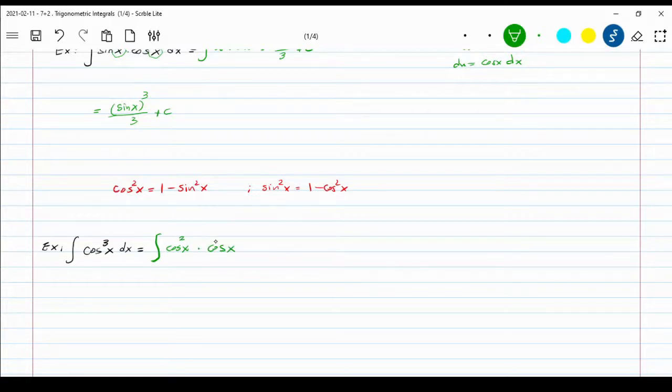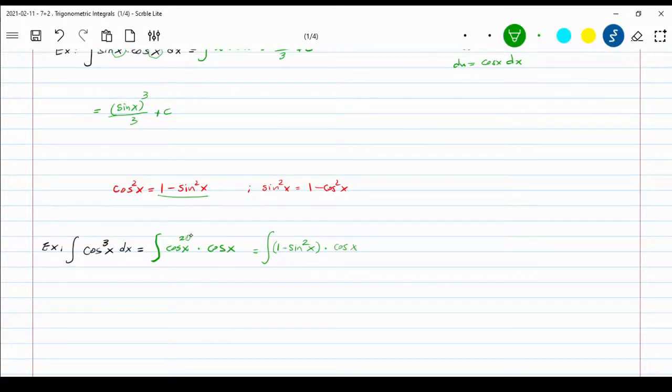Okay, what I did is I just created the one single cosine by itself, and everything else would be cosine squared, because this product is simply cosine cubed. So the purpose here was to create that single cosine to power 1. And then instead of cosine squared, through this identity, I can write this as the integral of 1 minus sine squared x, instead of the cosine squared, and multiply by cosine x.